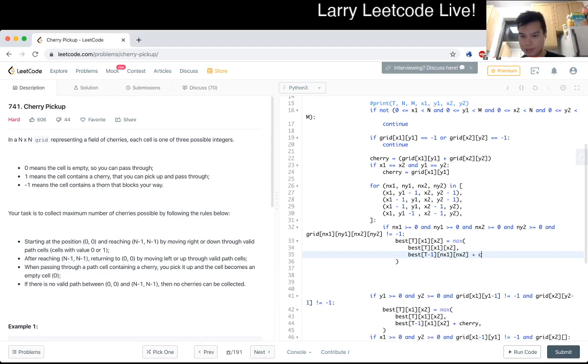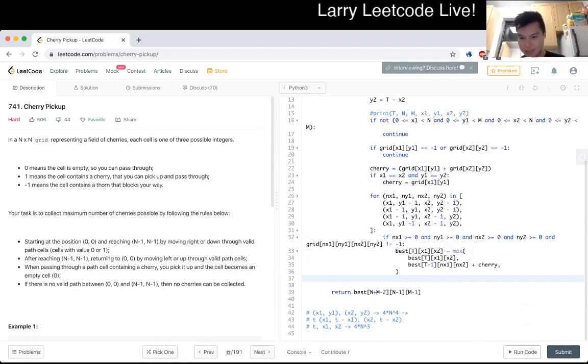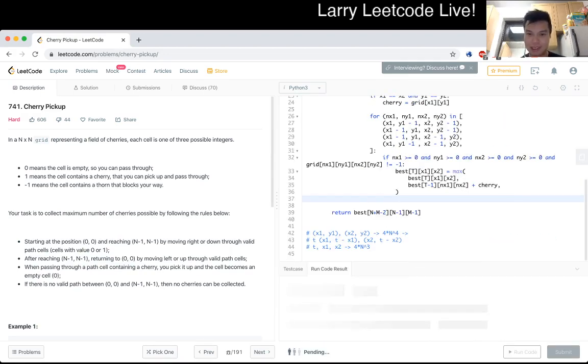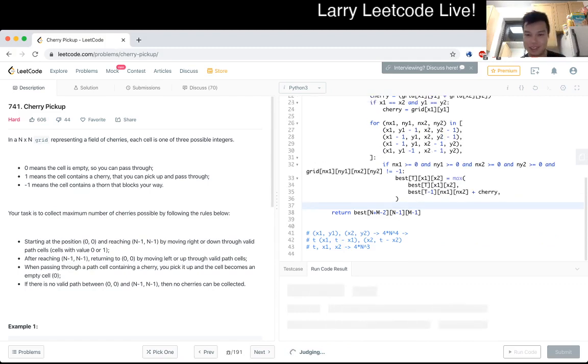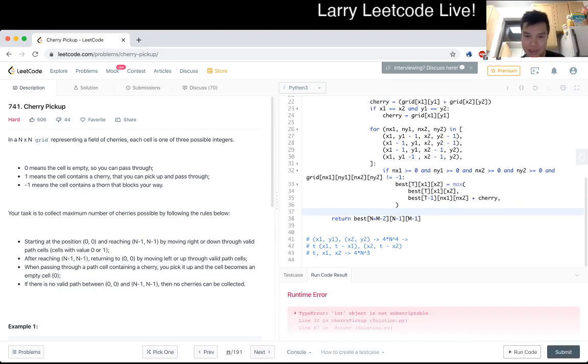That's the cherry. Okay. Let's give it another whirl. I actually thought about this case earlier, but in trying to debug it, I forgot about it. Line 32. Int is not subscribable. What does that mean? Oh, what am I doing here? That's clearly not. Okay.